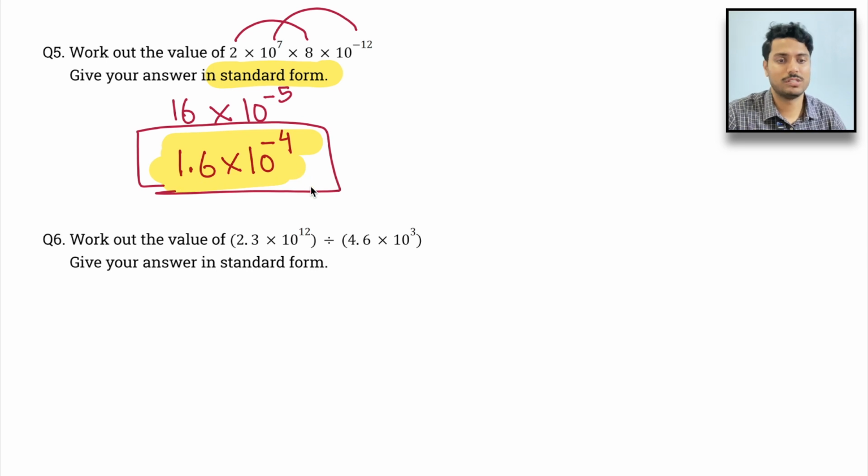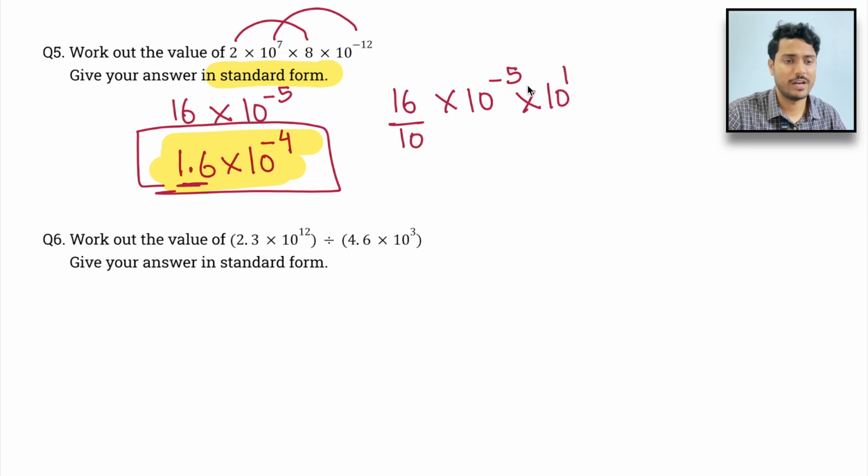Also, do you want to see how it is done? Actually, what is happening? The number is 16 into 10 raised to minus 5. We are dividing this by 10, and that's how we are writing 1.6, and we are also multiplying it by 10. So this is 10 raised to 1. So as per the law of indices, 10 raised to minus 5 into 10 raised to 1 will become 10 raised to minus 4. 16 upon 10 will become 1.6. I hope this is clear to everyone now. Moving on to the next question, question number 6.